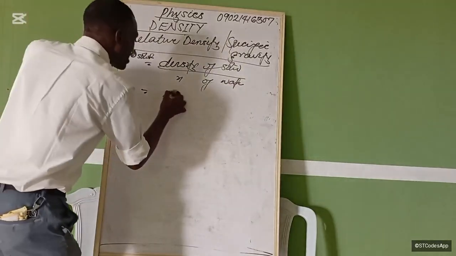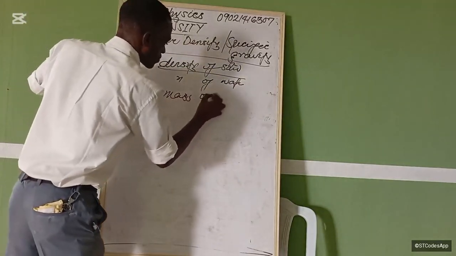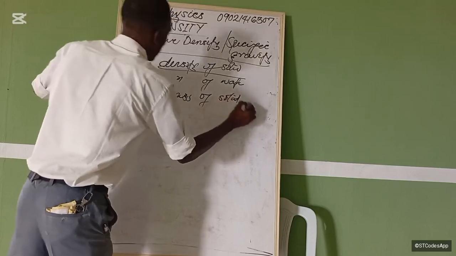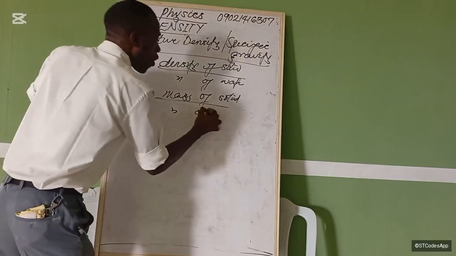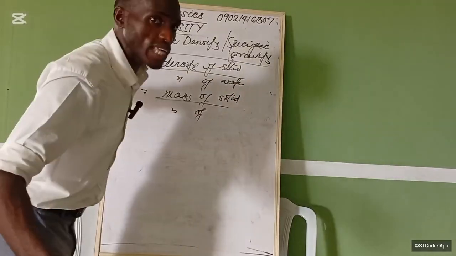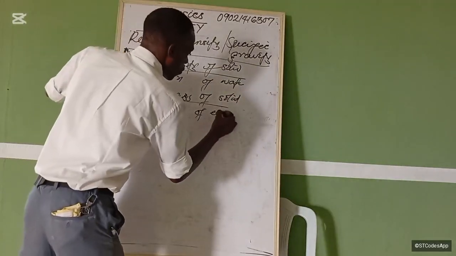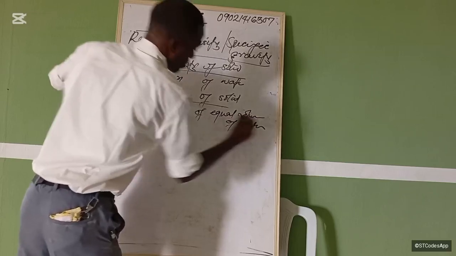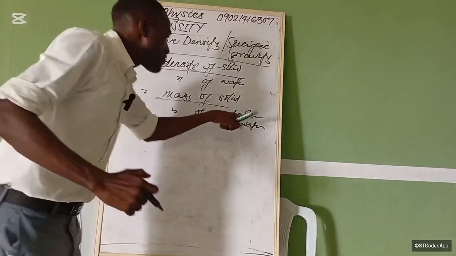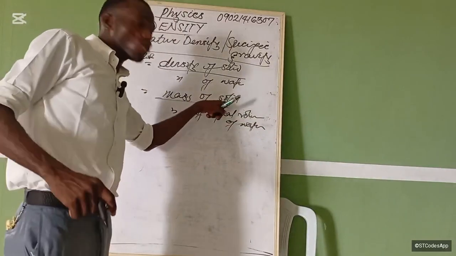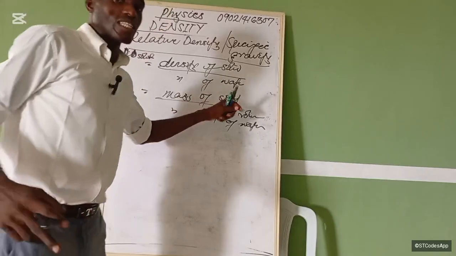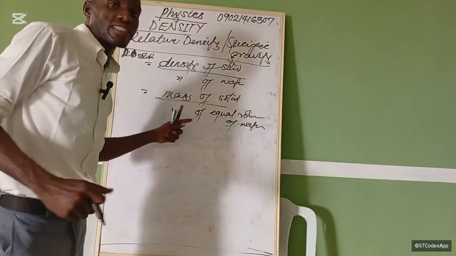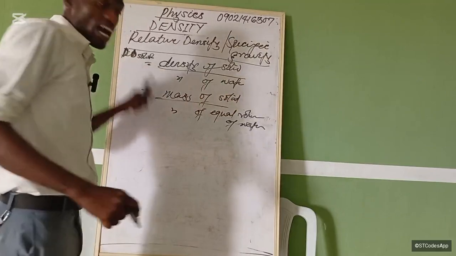Or the mass of that solid over the mass of equal volume of water. Now let me analyze what this means. Equal volume of water means that the volume is going to be equal to the volume of the solid. So since the volumes are the same, let's compare their masses. That will be the relative density of that solid.